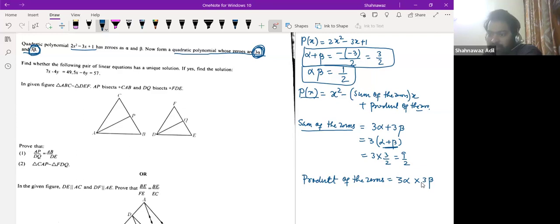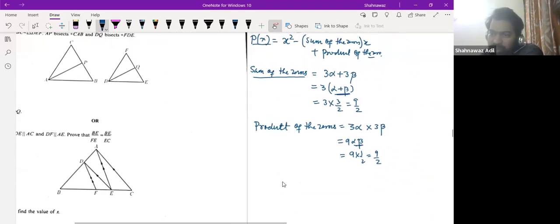So 3 into 3 would be 9, and alpha beta. So it would not be 3 into 1 by 2. Now from here, what can you say? Alpha into beta is already 1 by 2. So 9 into 1 by 2 is 9 by 2. Now you tell me what would be the polynomial.